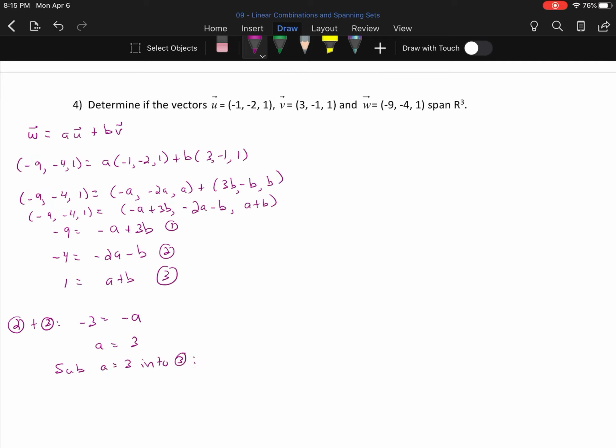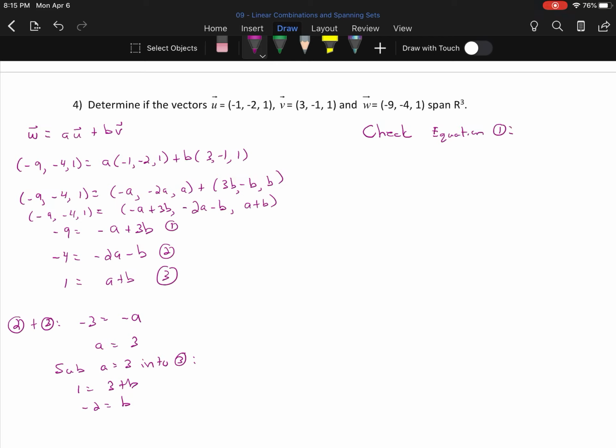And maybe that's obvious to you, in which case, great. I'm going to sub a equals 3 into equation 3, and I get 1 equals 3 plus b. I get negative 2 equals b. So now I've got an a and b that will work for equations 2 and 3. I did all my work in equation 2 and 3. You can check those right now, but the procedure's right. That will work for 2 and 3.